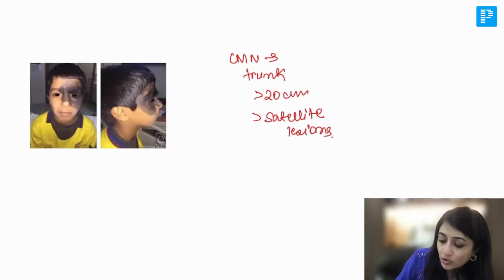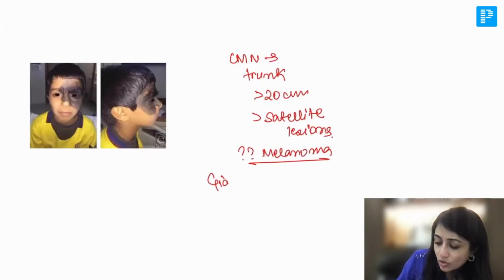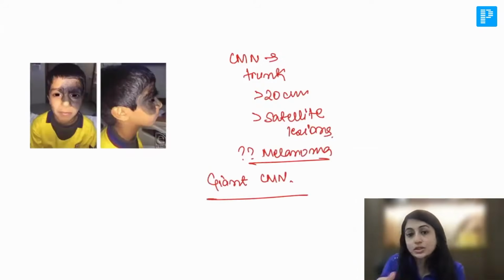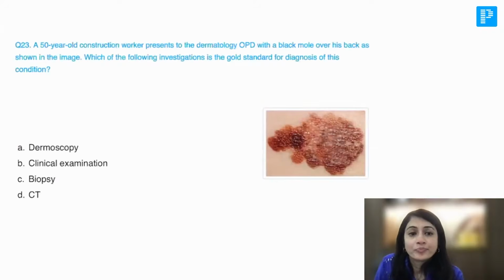So here you have to do a biopsy and rule out melanoma. This is called giant CMN, or giant congenital melanocytic nevi. Yes, it's called giant CMN. We were talking about melanoma and here it is.